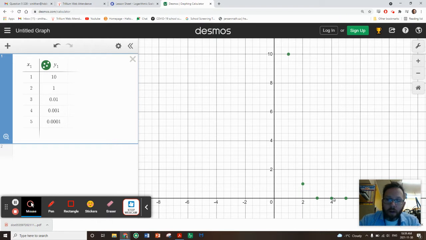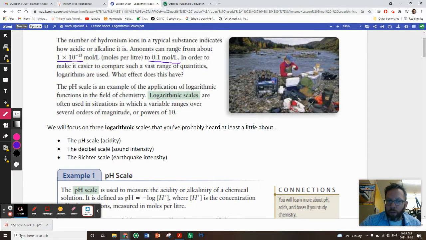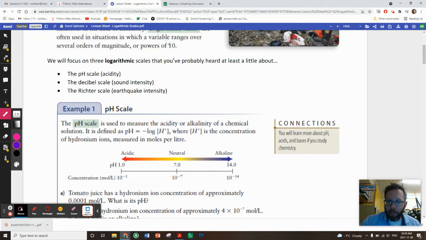It's near impossible to compare in the graph and to think about the differences here when the orders of magnitude differ by so much. And so, in order to make comparisons and do sketches to compare values, we use logarithmic scales. We're going to do 3 examples today with 3 different logarithmic scales. You've probably heard about all 3 of these, on different levels. So the first one we're going to look at is the pH scale.